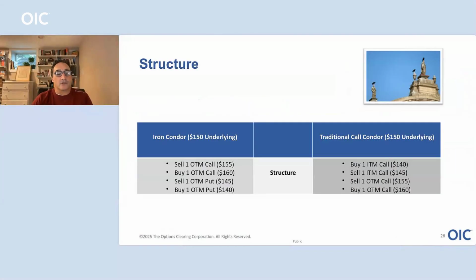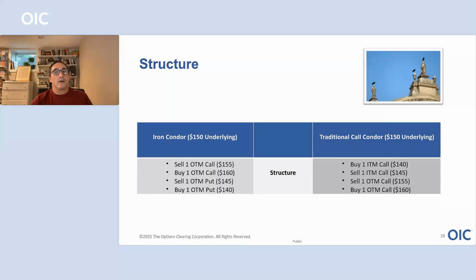So let's look at the structure. Here is the same stock, it's trading at 150. And if implied volatility is high, we might consider, this is the same two spreads that we put on. We're going to sell the out of the money 155 call. We're going to buy the 160 call against it. At the same time, we're going to sell the 145 put and buy the 140 put against it.